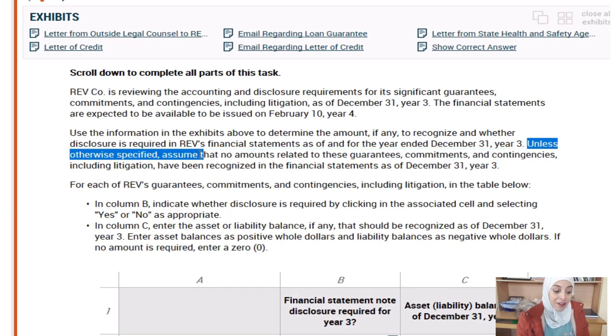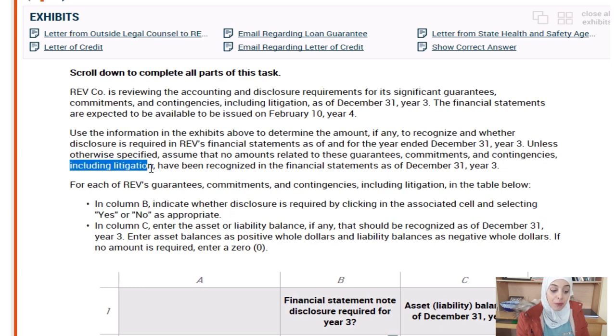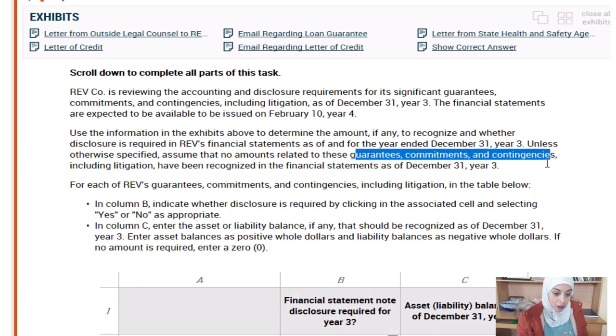Unless otherwise specified, assume that no amounts related to these guarantees, commitments, and contingencies, including litigation, have been recognized in the financial statements as of December 31, year 3. So we're going to assume here that there is nothing in the financial statements about those contingencies, commitments, and guarantees. And we are the ones who should decide on this issue based on the information available.